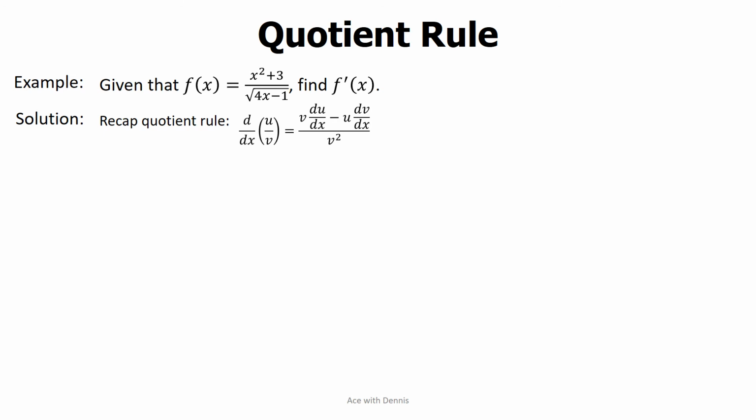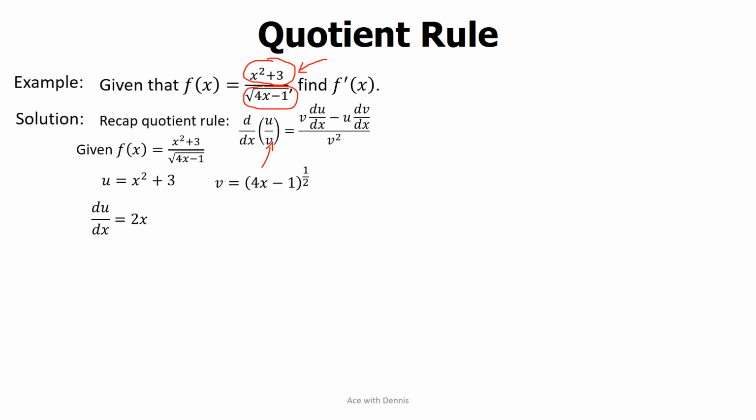Notice how the Quotient Rule looks like. So we have two functions, u divided by v. So when you want to apply this rule, you need to first look at the equation, that they have two functions. One is at the top, one is at the bottom. So you know that the u is x squared plus 3. Hence, du over dx equals 2x.